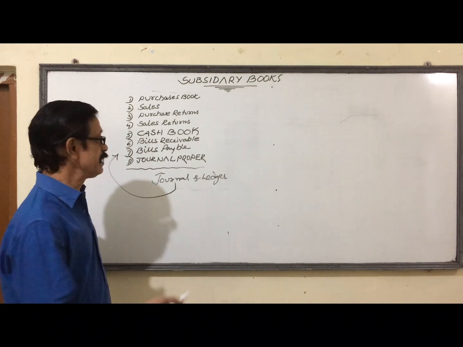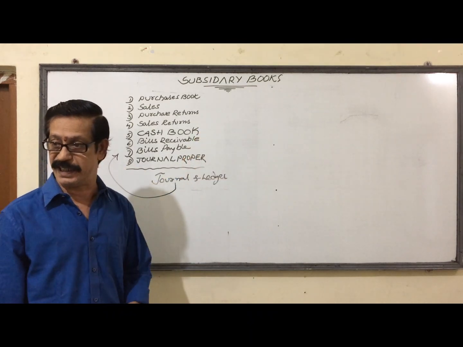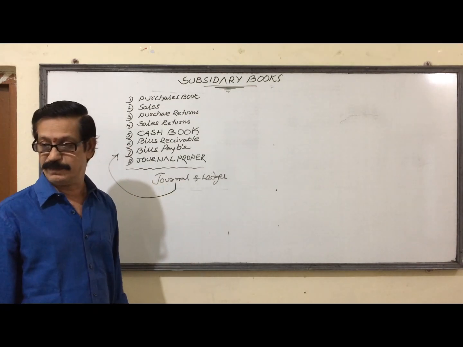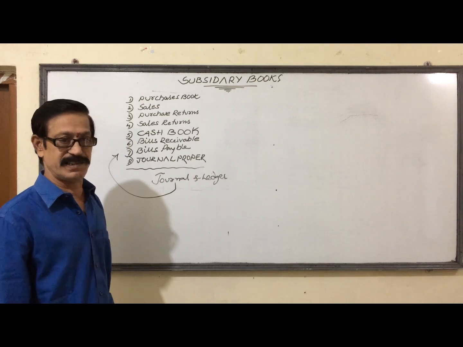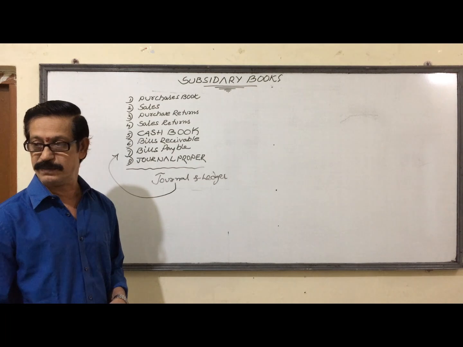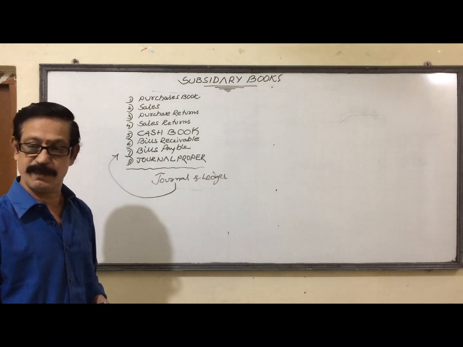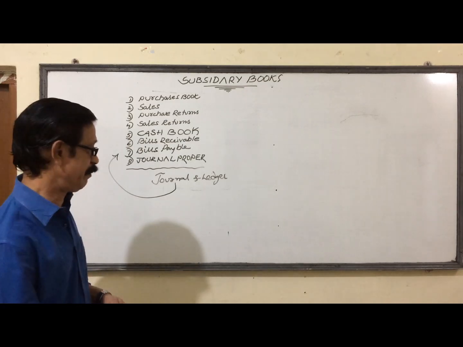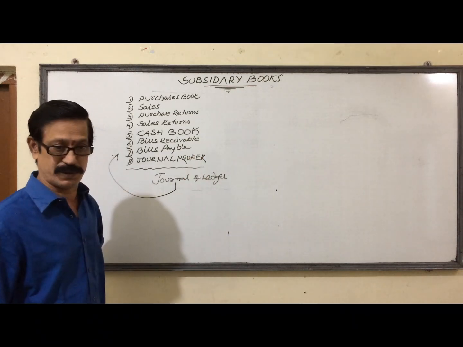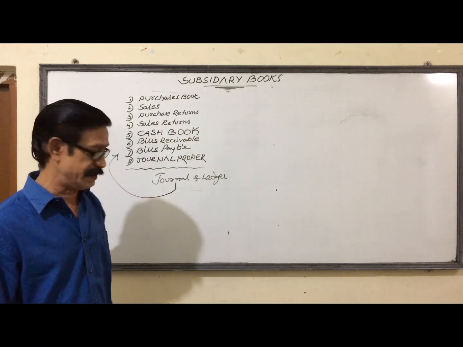Today our topic is subsidiary books. They are also called subsidiary journals. In the previous classes, we learned journalizing of transactions, posting into ledger accounts, balancing of accounts, and preparing trial balance. Now, we are going to learn about subsidiary books, also called subsidiary journals.